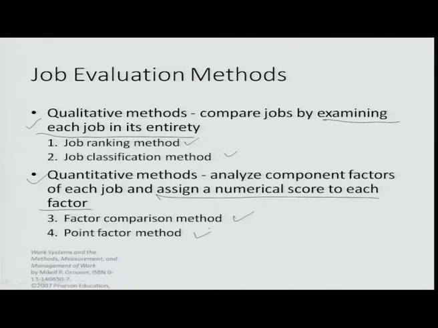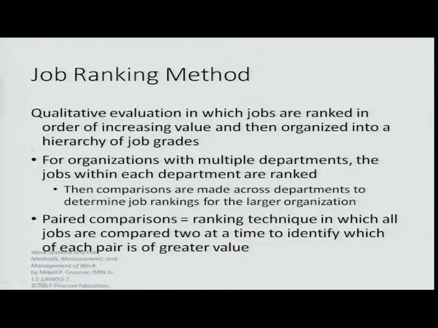So let us first look at the job ranking method, which is a qualitative method for comparing different jobs. When we talk about qualitative evaluation, we basically mean that you have to rank the jobs in increasing order of value, organize them into a hierarchy, and create grades into which you can classify these jobs. So you can create jobs with certain definite valuations in terms of a qualitative ranking and group them together and put them into different grades, and each grade could therefore serve as a pay band or a pay structure.